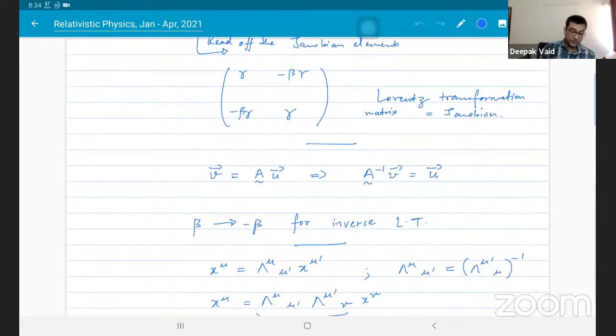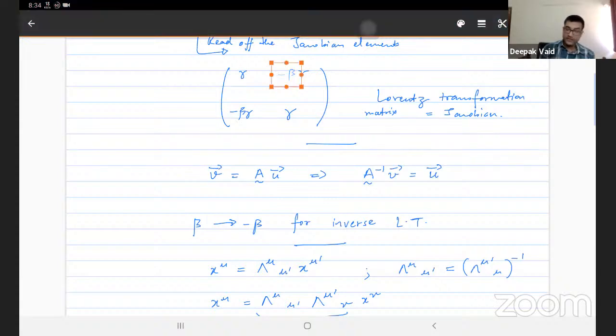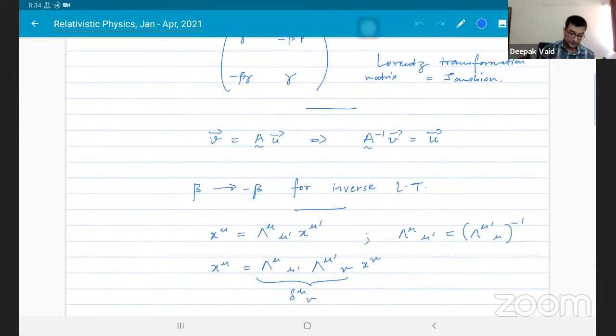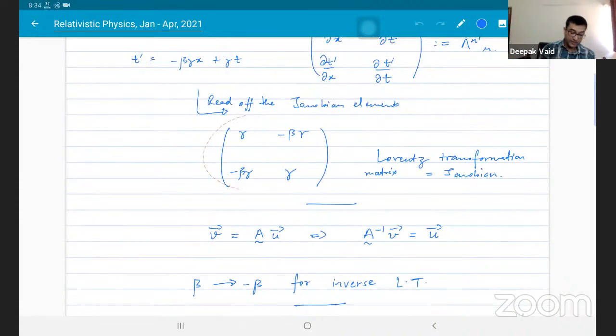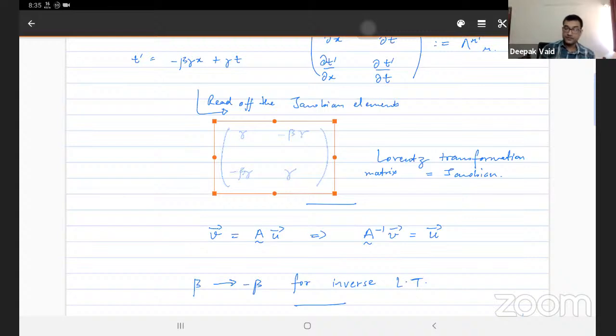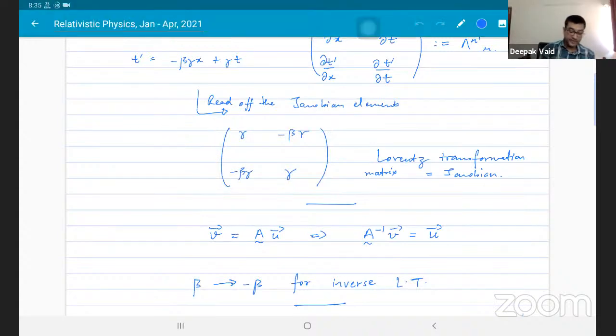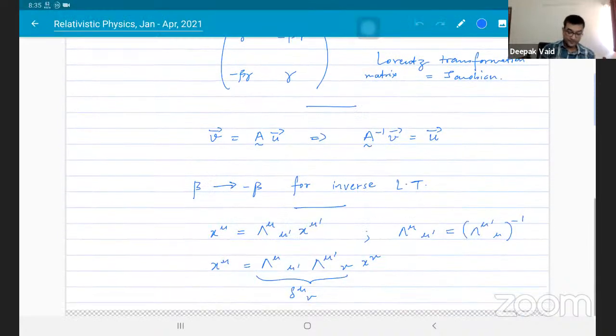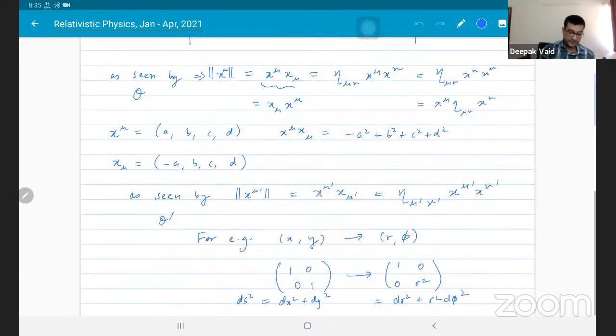Now, the inverse of a Lorentz transformation corresponds, according to relativity, to simply the same transformation but with the sign of the velocity changed. So minus beta just becomes beta. And so you can easily check that when you multiply this matrix by another matrix, which is the same except that this negative sign is not there, you get the identity matrix. Okay.